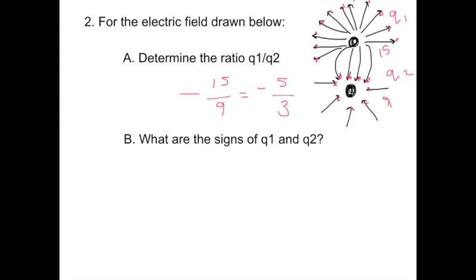Part B, what are the signs of Q1 and Q2? So I told you that when we're drawing these diagrams, arrows pointing away from a charge will mean that it's positive, while arrows pointing towards a charge mean that it's negative. That means that Q1 is positive and Q2 is negative.